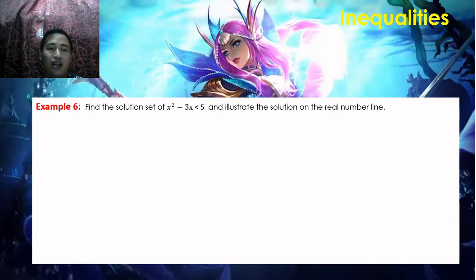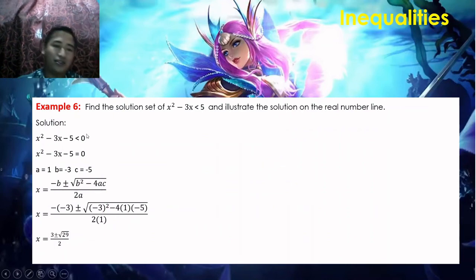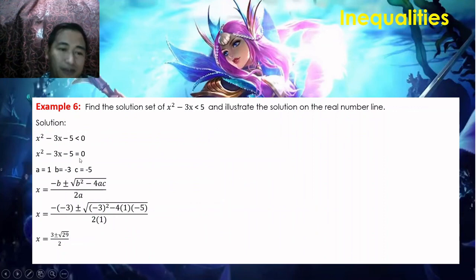Okay, last example. Find the solution set of x squared minus 3x less than 5 and illustrate the solution in the real number line. What if this example is not factorable? So we transfer the 5 again, it becomes minus 5, less than 0. We first set it equal to 0, and then find the roots.